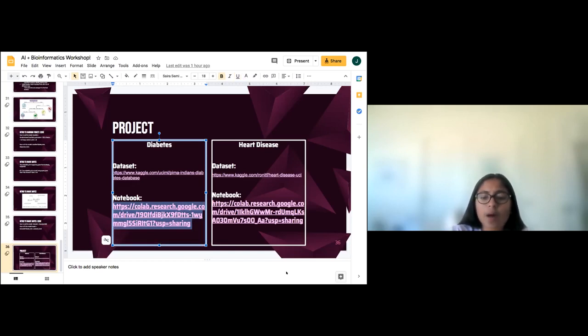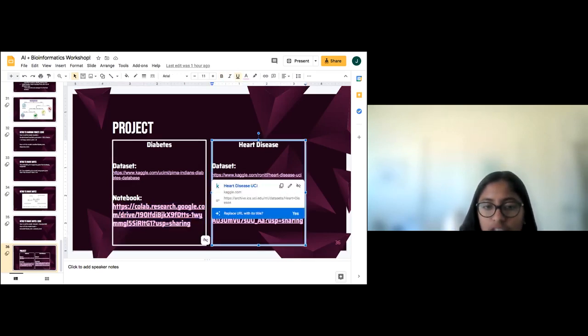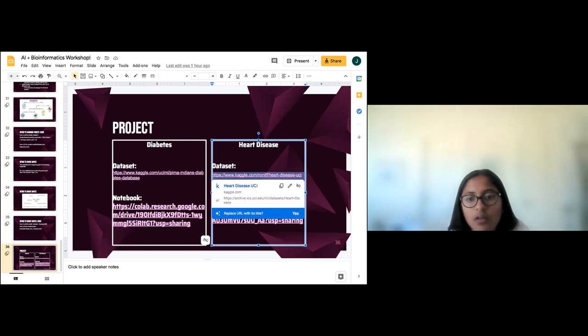And please make a copy of the Google Colab notebook, because this is a centralized copy that everyone has to use.